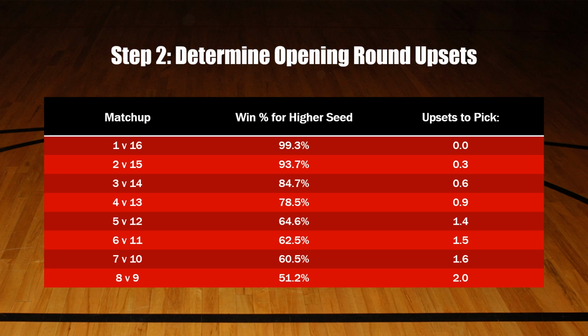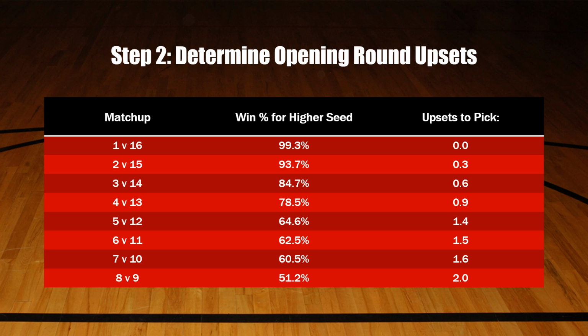So for example, the 1 versus the 16. The 1 wins these matchups 99.3% of the time. Or as you may all know, since educating yourself the last few days to get ready for your bracket, it's only happened once where the 16 seed beat the 1 seed. As you go down, the 2 versus the 15, the 2 has won this matchup 93.7% of the time. So if you look at the last column, this translates to about 0.3 of the upsets that you should pick when the 2 beats the 15.